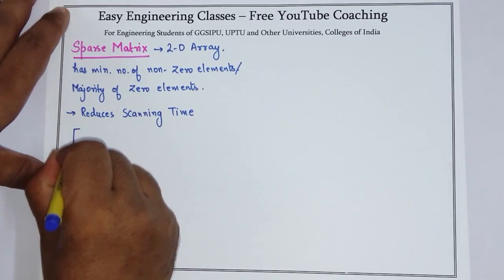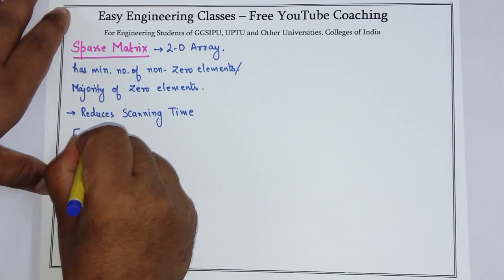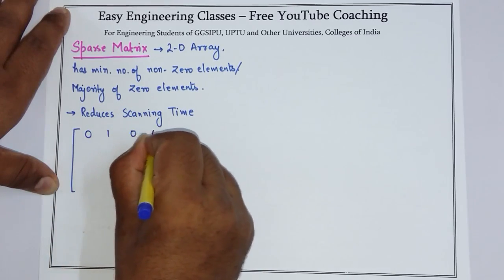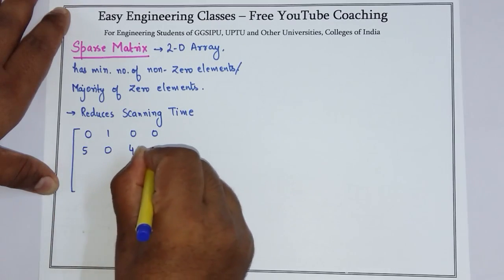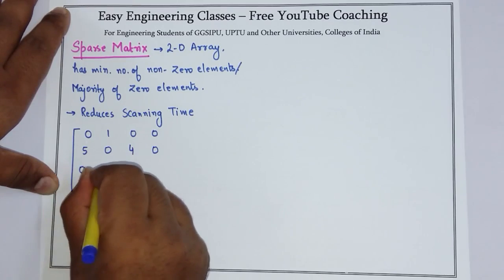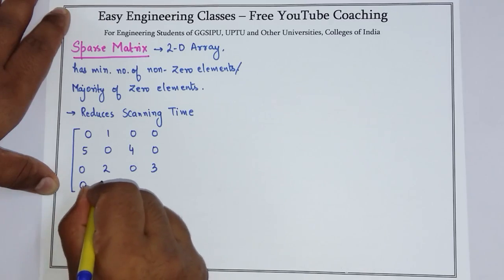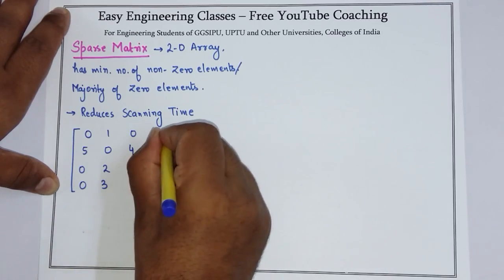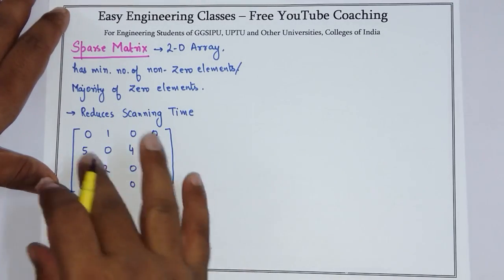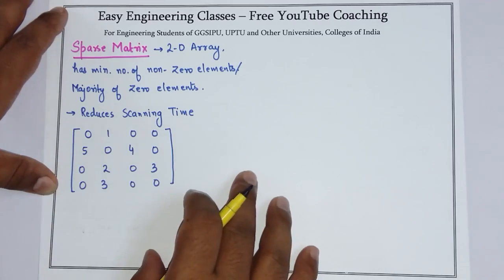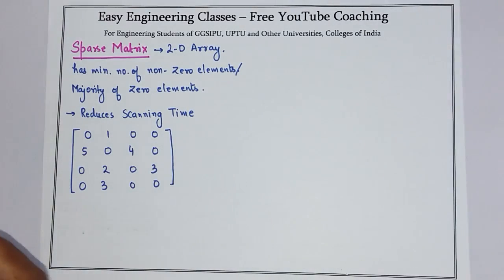तो एक स्पार्स मैट्रिक्स कैसे हो सकती है, जैसे ये एक स्पार्स मैट्रिक्स हो सकती है: 0 1 0 0, then 5 0 4 0, 0 2 0 3, 0 3 0 and 0. If you see this matrix, then you can see that majority of the elements are 0. And the non-zero elements are very few.